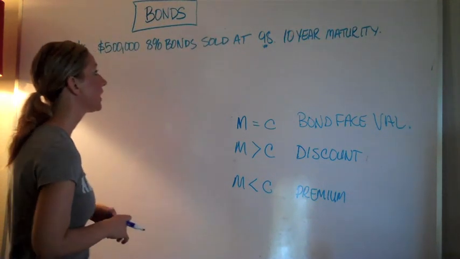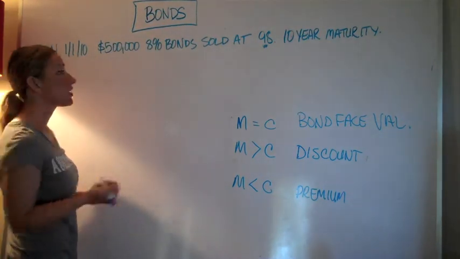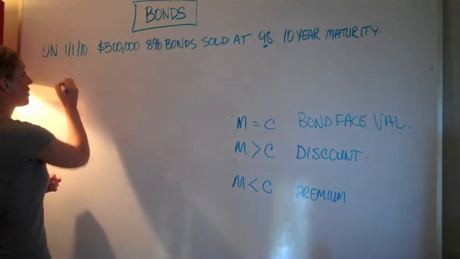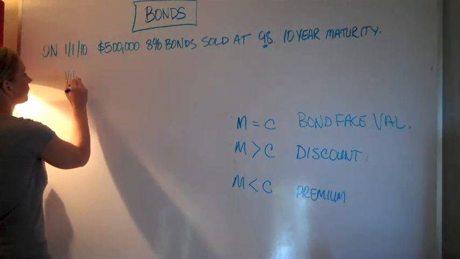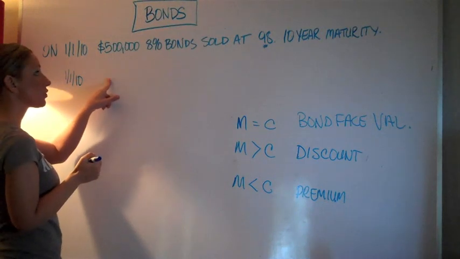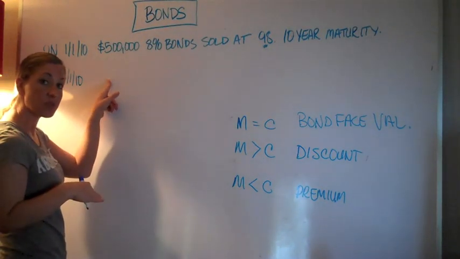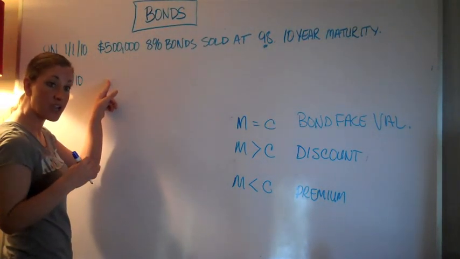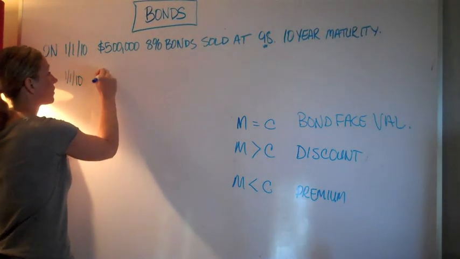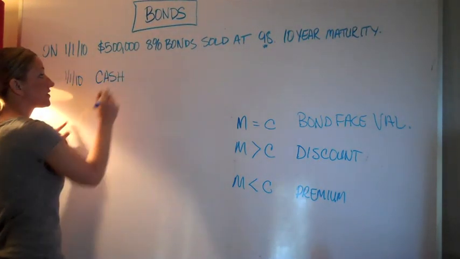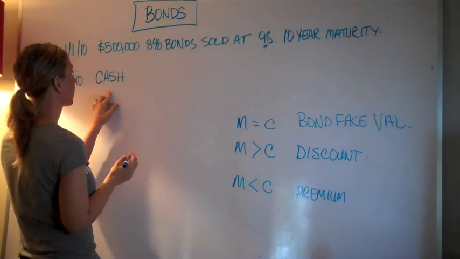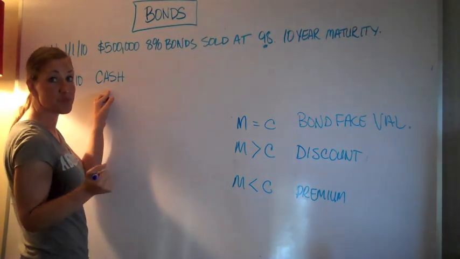Okay? So the first entry that we're going to make whenever we sell the bonds on 1/1 is going to be cash as a debit. Remember, we're selling the bonds for cash. Cash is an asset. Assets increase on the debit side. I'm not going to plug in the amounts just yet.